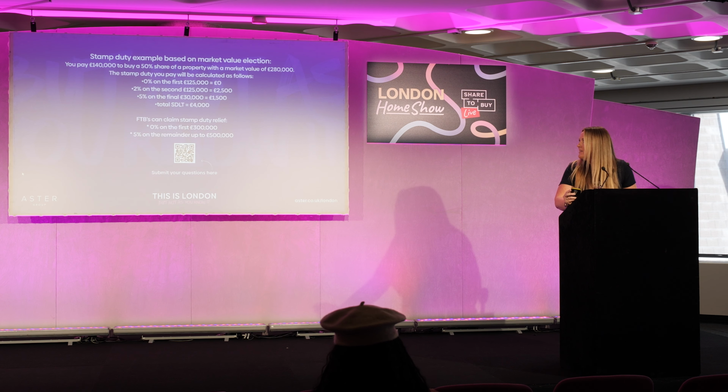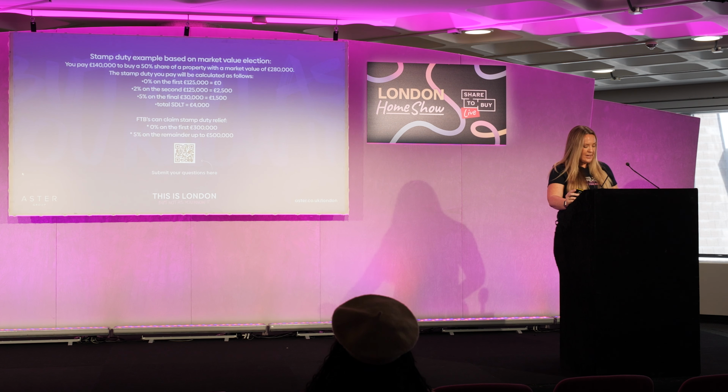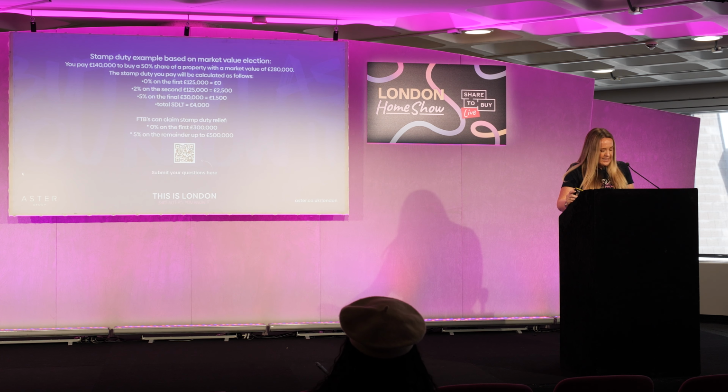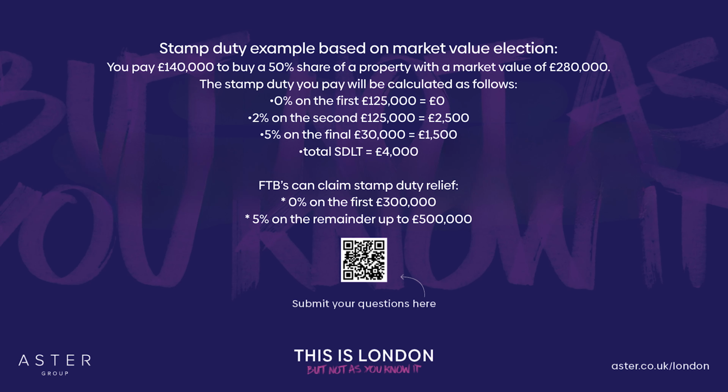Stamp duty. So here's a little bit of an example for you. It can get, I wouldn't say it's complicated, but there's two ways of doing it. So if you opt to pay stamp duty based on the market value election, that's where you use the total market value of the property to calculate how much you pay. So even if you're only buying a share, if you opt for doing it this way, you don't pay any more stamp duty after this, even if you buy a bigger share in the property later on.